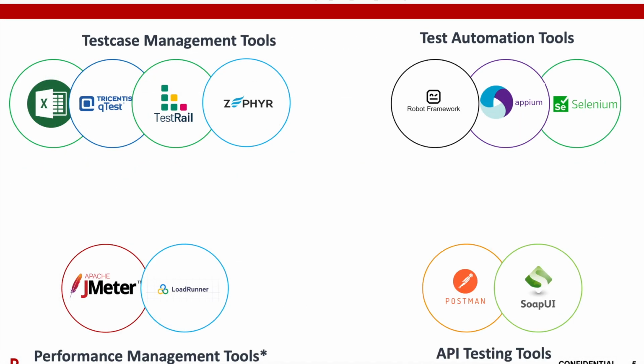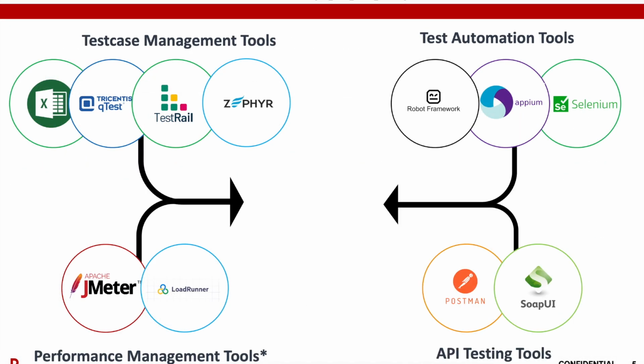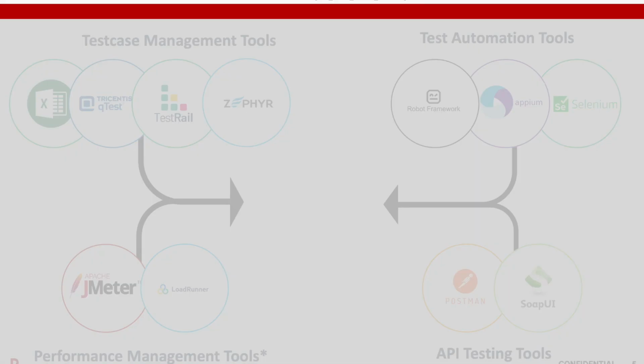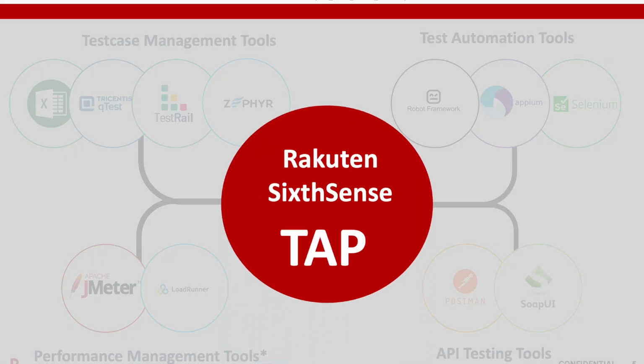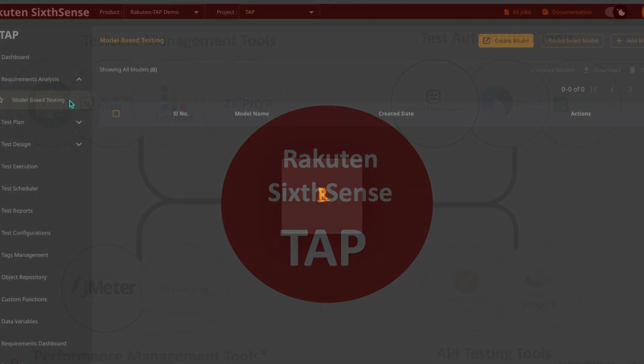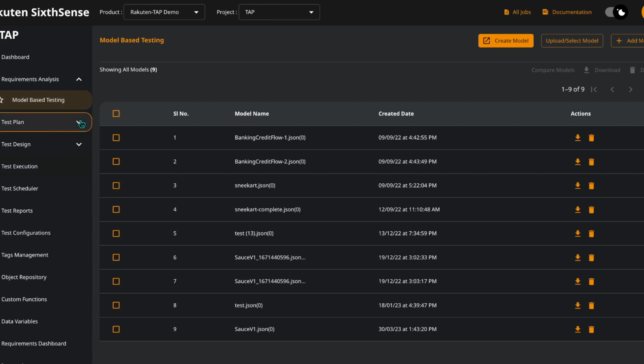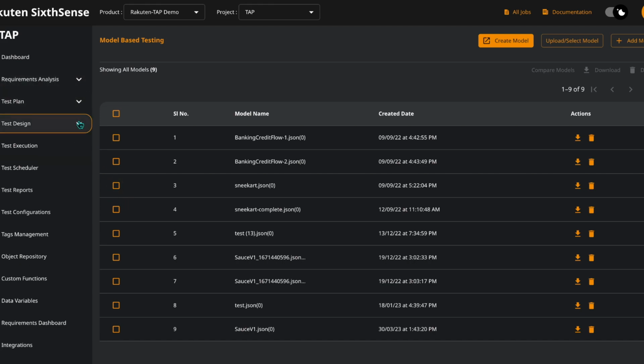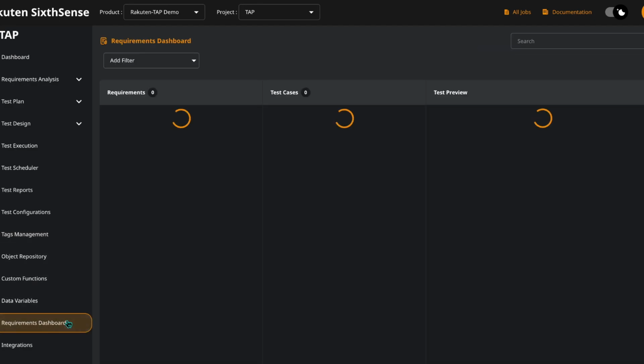While traditional testing workflows often require multiple tools and platforms, TAP simplifies and unifies the entire STLC within a single solution, making software testing efficient and seamless from requirements to reports. With TAP, requirement analysis becomes efficient thanks to our requirement traceability matrix.